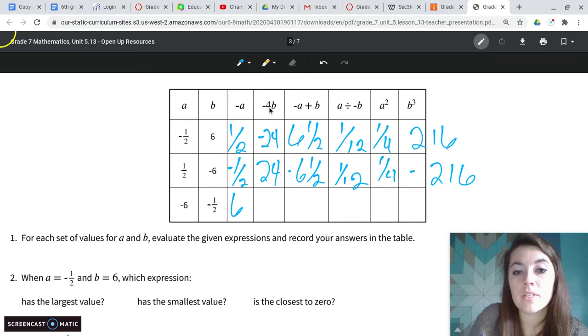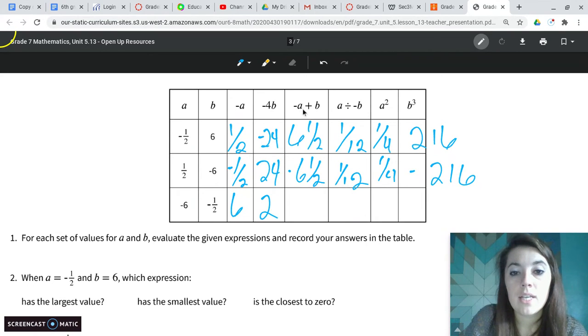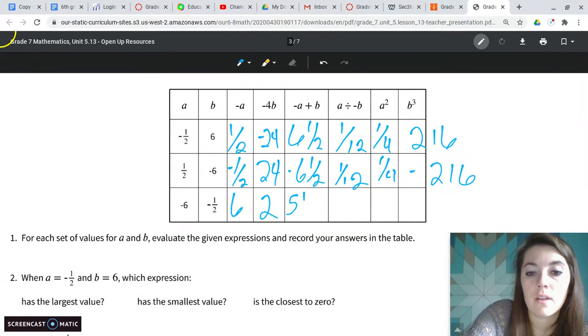Negative 4b, so we're taking negative 4 and multiplying it by a half. So we're going to get a positive 2. Here we're taking and making 6 positive and then adding a negative half to it. So we're going to get 5.5.